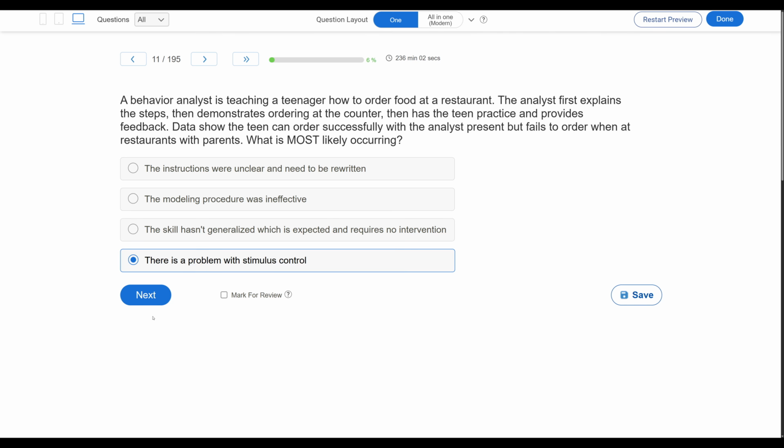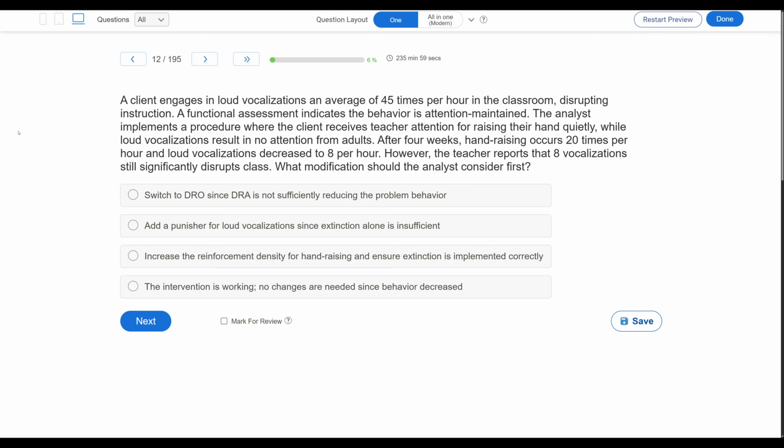Problem with stimulus control. A client engages in loud vocalizations, an average of 45 times per hour in the classroom, disrupting instruction. A functional assessment indicates the behavior is attention maintained. The analyst implements a procedure where the client receives teacher attention for raising their hand quietly, while loud vocalizations result in no attention from adults. After 4 weeks, hand raising occurs 20 times per hour, and loud vocalizations decrease to 8 per hour. However, the teacher reports that 8 vocalizations still significantly disrupts class. What modification should the analyst consider first?